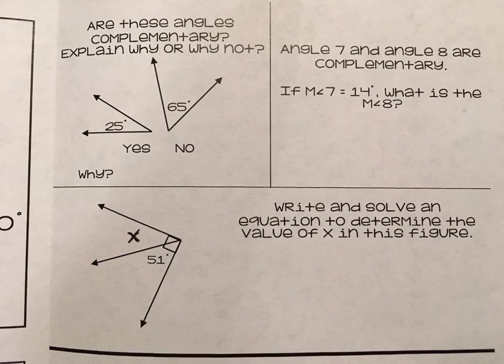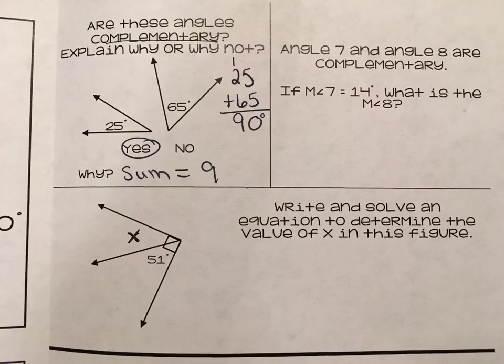So now let's take a look at some of the examples. So the first question says, are these angles complementary? Explain why or why not. So we just learned that complementary is 90 degrees. So they do not have to be connected to be complementary. They just have to have a sum of 90. So first thing we have to do is see if 25 plus 65 equals 90. And we know this is 0, carry that 1. So these do equal 90 degrees. Why? It is complementary. The sum equals 90 degrees.